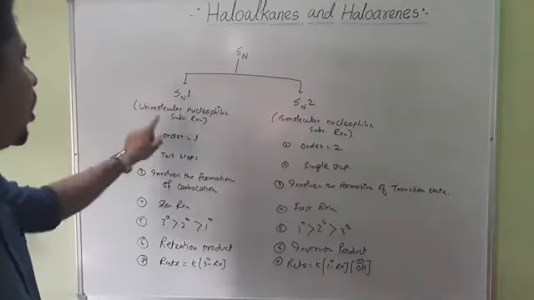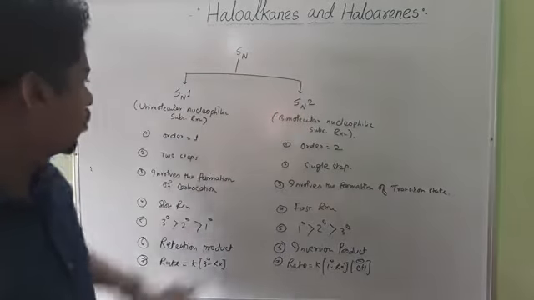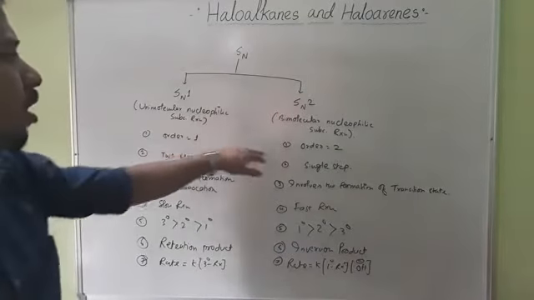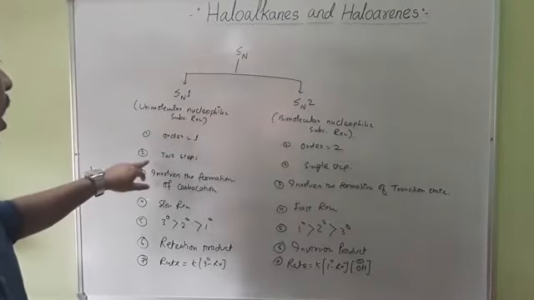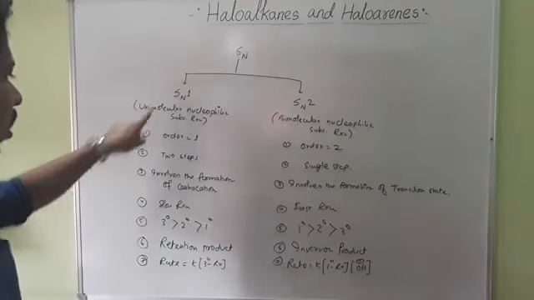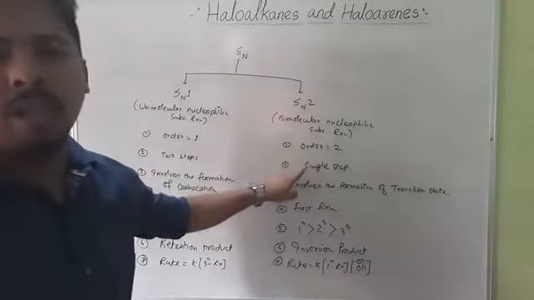SN1 is called unimolecular nucleophilic substitution reaction. SN2 is called bimolecular nucleophilic substitution reaction. Here the order of the reaction is 1, and the order of this reaction is 2. Also the molecularity is 1 for this one and 2 for the other. And SN1 occurs in 2 steps, but SN2 is a single step reaction.